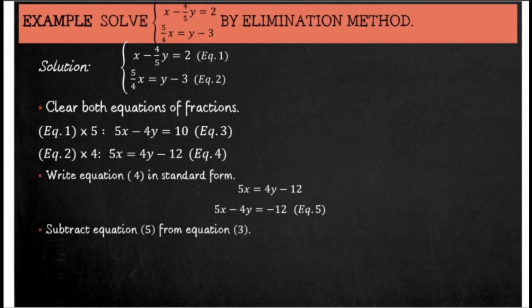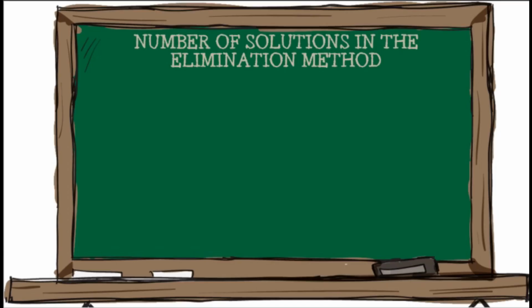Next, subtract equation 5 from equation 3. 5x minus 4y equals 10 minus 5x minus 4y equals -12. 5x minus 4y minus 5x minus 4y is 0, and 10 minus -12 is positive 22. 0 is not equal to 22. Since no variable was left and 0 is not equal to 22, the two variables in this example were eliminated. Our last example shows that using the elimination method may result in the elimination of both variables.